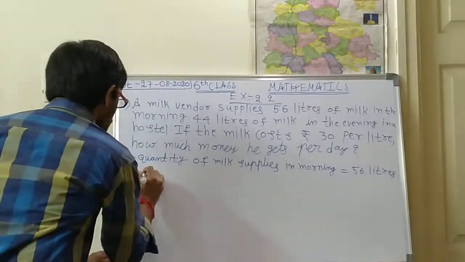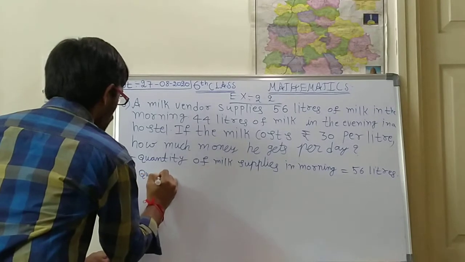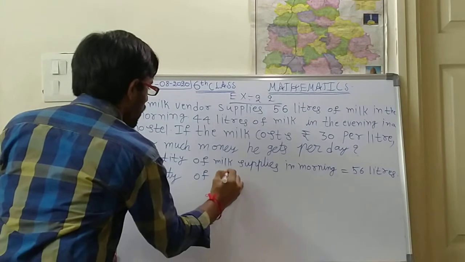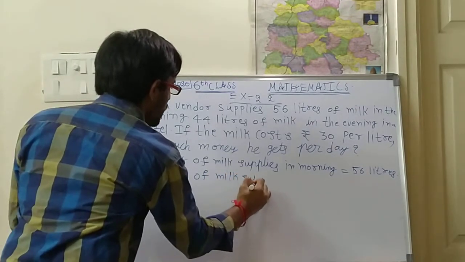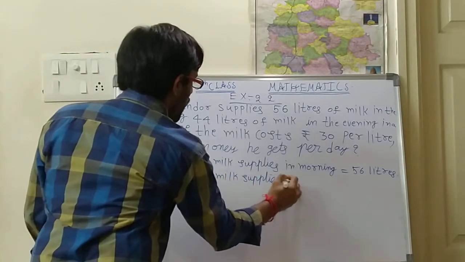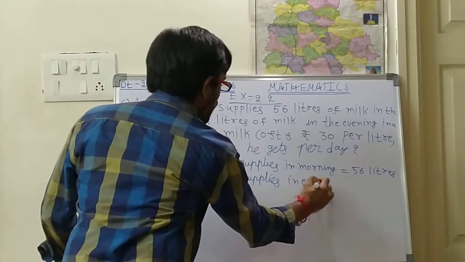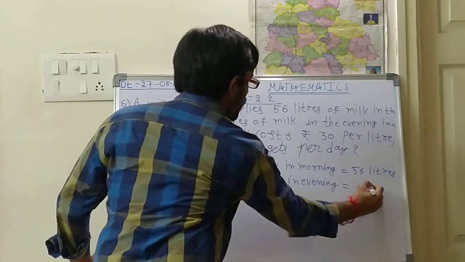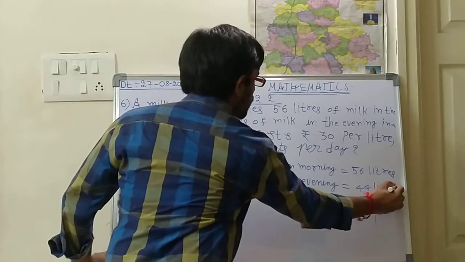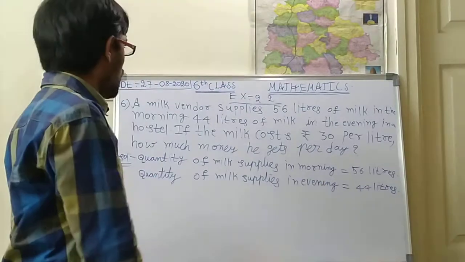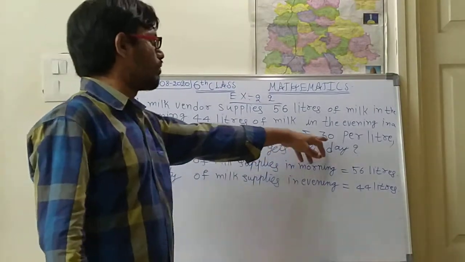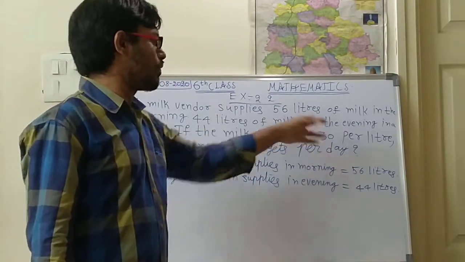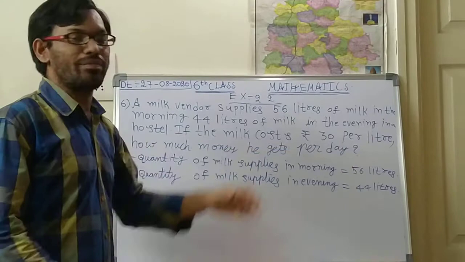So second step, same, quantity of milk supplied in the evening. How much? 44 liters. Is it right, children? So 44 liters he is supplying. So now if the milk costs rupees 30 per liter, for 1 liter the cost is 30 rupees, then how much money does he get per day?